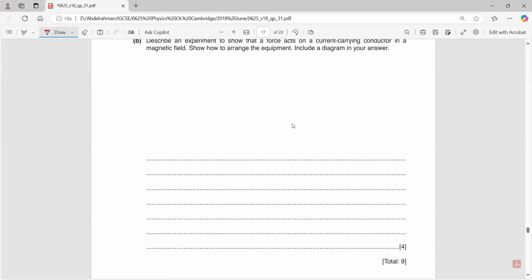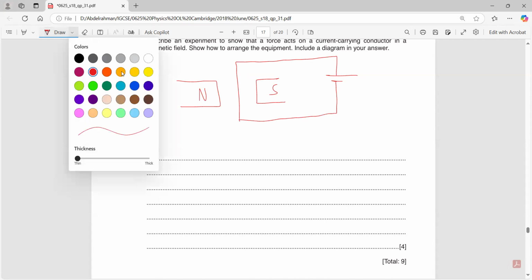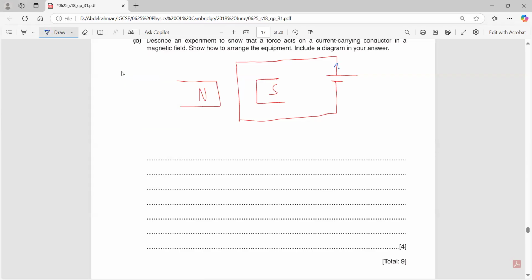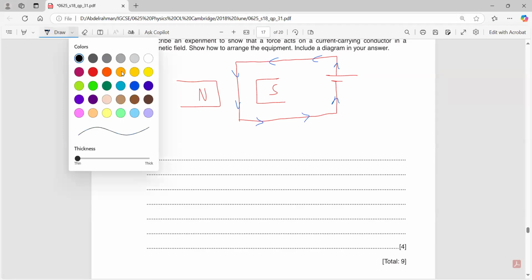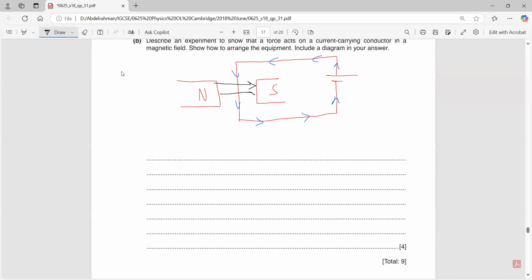I don't care which. This is a magnet. I have the magnet, North Pole and South Pole, and we have a wire connected to a battery. There is a current in the wire. Let me draw the current in the wire. Current is moving in this direction. Is there a magnetic field? Definitely there's a magnetic field from the North Pole to the South Pole. So we have a magnetic field, and we have current.